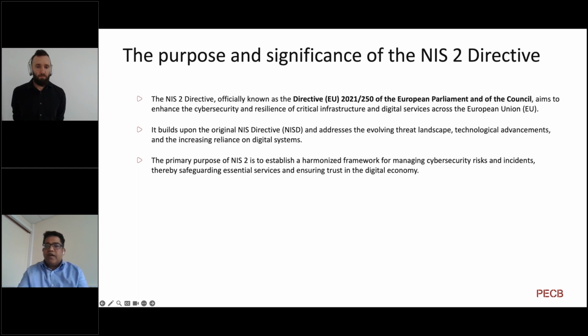So when you look at essential services, you'll have transport, banking, financial services, healthcare, digital infrastructure, energy, drinking water, right? But when it comes to important entities, it's digital providers, manufacturers, research organizations, food production or distribution, post and courier, manufacturing, and waste management. So it's important to understand the essential entities and the important entities.